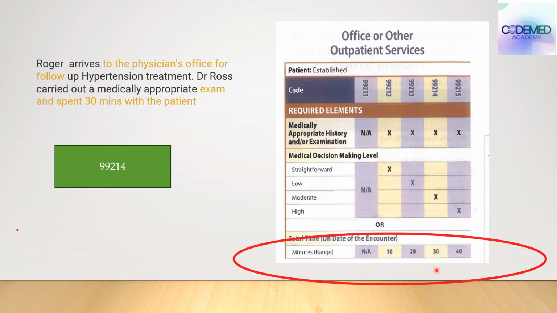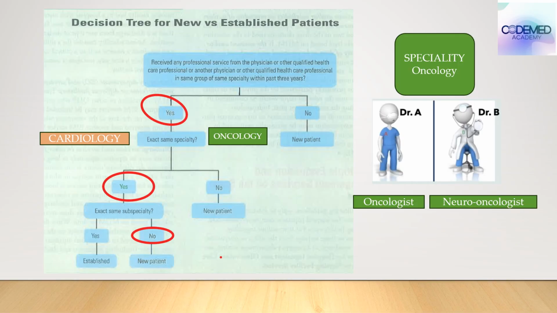If it is lesser than 30 minutes, I cannot pick up the code 99214. Then I'll have to settle for the lower range code, that is 99213. So it has to match or exceed. Now I want you to have complete attention because we are going to go slightly into detail of this new and established patient concept.